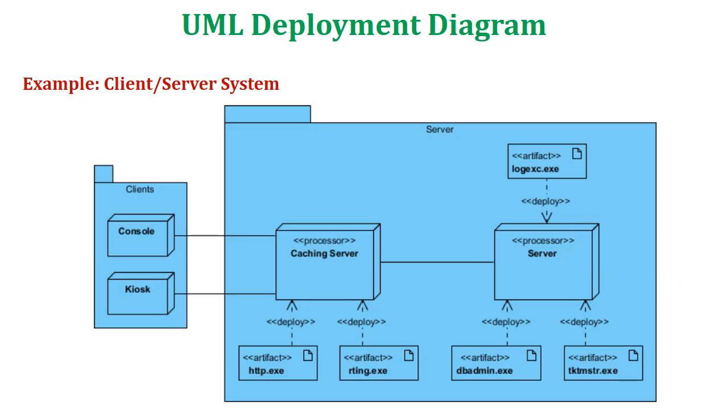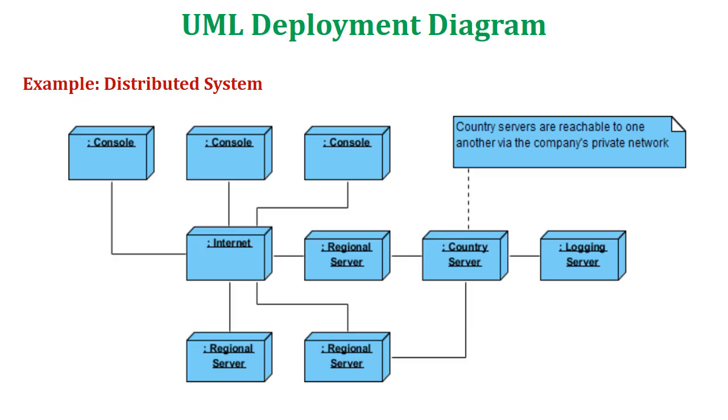And one more example, a distributed system. All the consoles send a request to the internet. The internet distributes the information to all the regional servers. Now all the regional servers get it and start the execution. All the regional servers are connected with the country server. Again, the country server is attached to the login server. This is the way we distribute the information and execute the content.